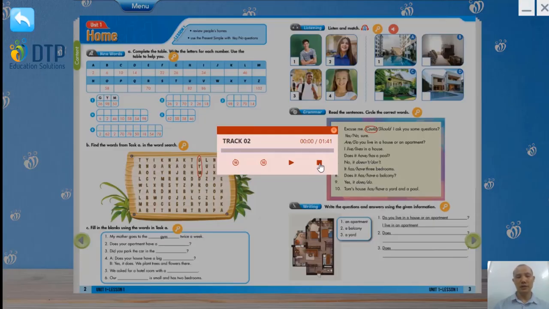Let's listen and do the homework. Unit 1. Home. Lesson 1. Track 2. Page 3. Listening. Listen and match.